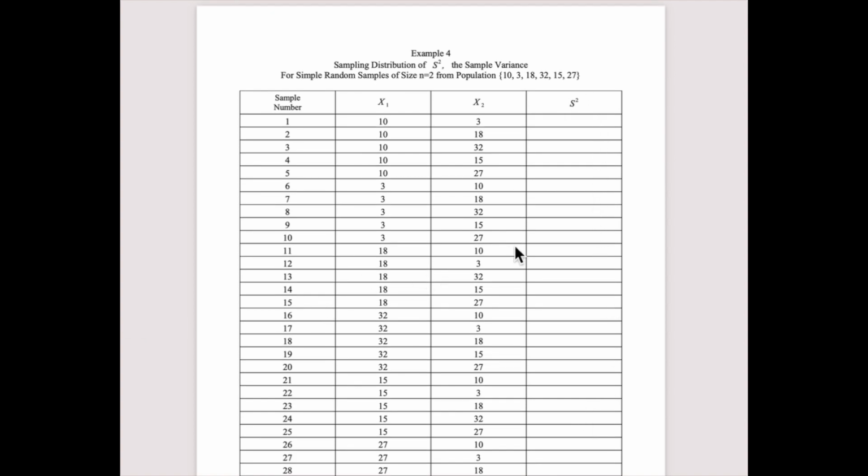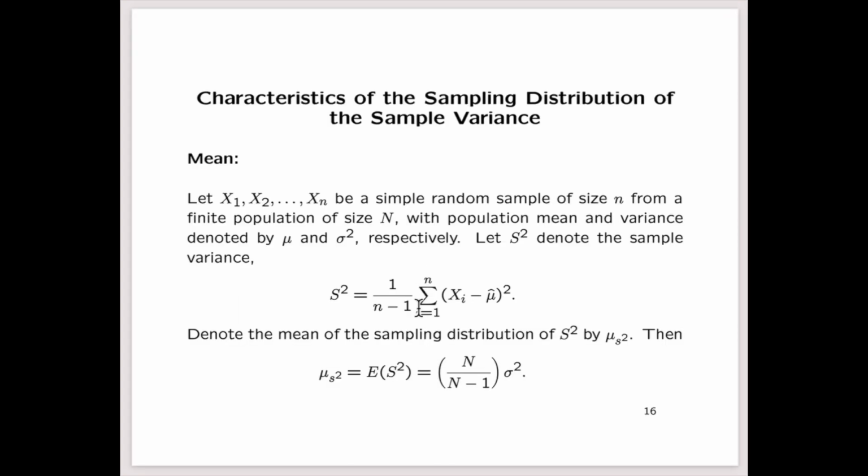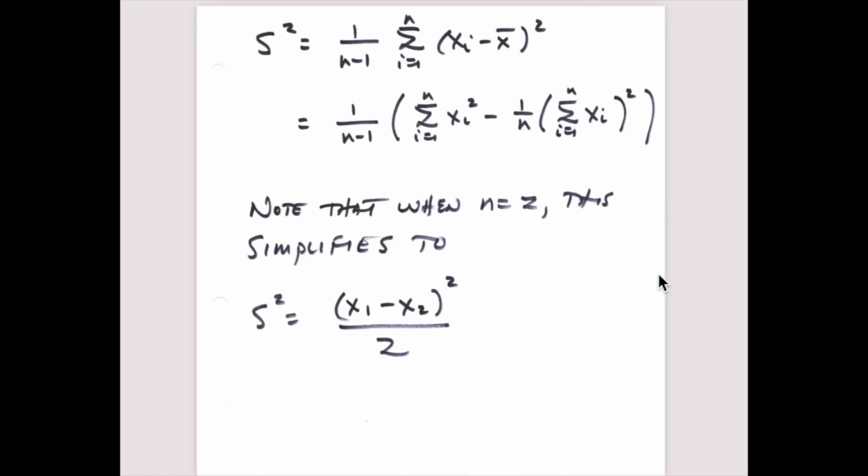Now, when we are dealing with samples of size 2, this formula for the sample variance simplifies to something that's going to be a little bit easier to use, especially since we have to calculate the sample variance for 30 samples. The sample variance, which is defined using this computational formula, is even easier for samples of size 2. What we do is take the difference between the two sample values, square that difference, and then divide that squared difference by 2.